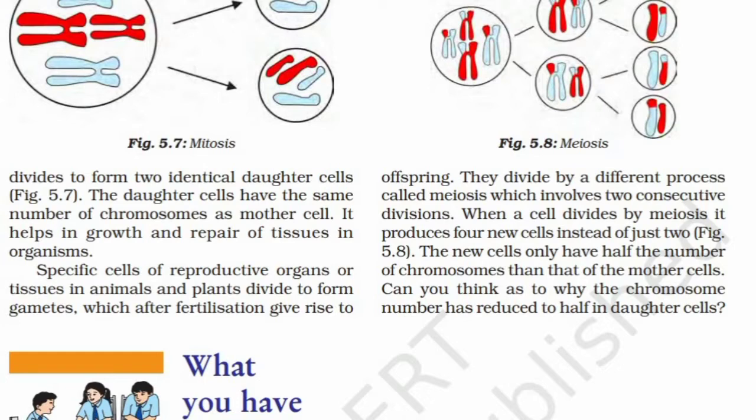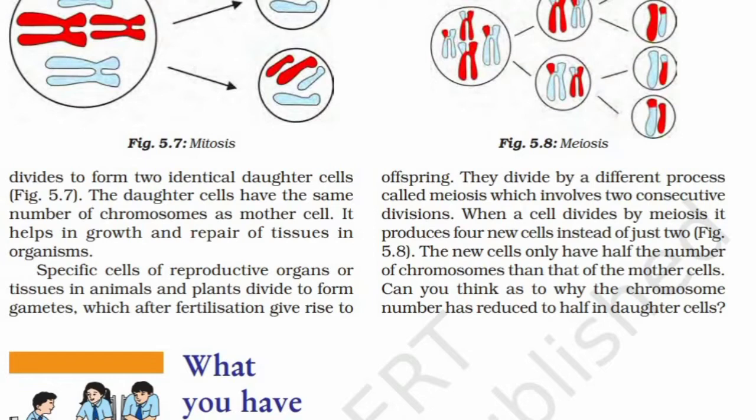Specific cells of reproductive organs or tissues in animals and plants divide to form gametes. Now there are some special cells in the reproductive organs and tissues in animals and plants. These divide to form gametes, which after fertilization give rise to offspring.